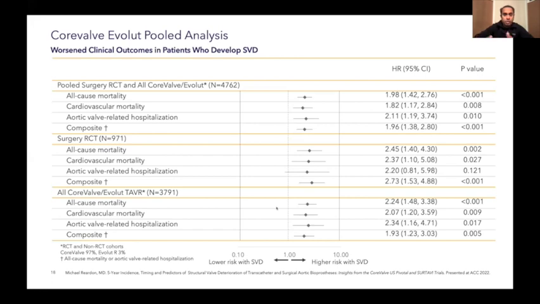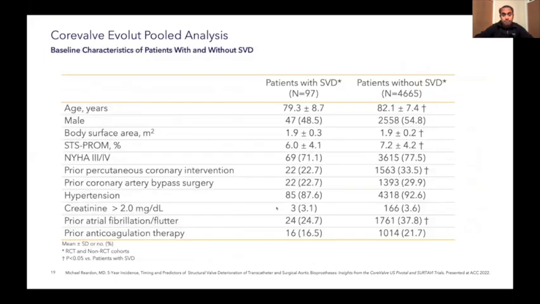But then when you talk about really hard endpoints, this is really where structural valve deterioration, as per prior analyses, shows significance. All-cause mortality, cardiovascular mortality, rehospitalization rate, all goes up in a very significant way with a much higher hazard ratio if you have structural valve deterioration versus if you don't. So it's better to avoid that particular outcome clearly.